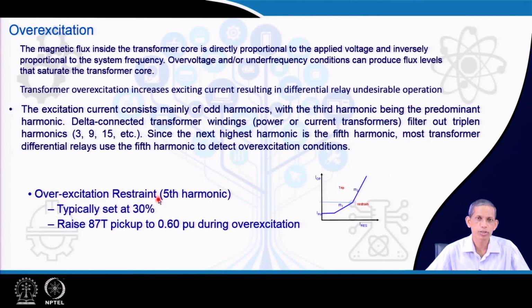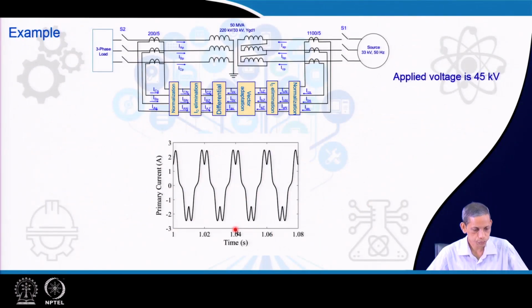Typical setting value is 30% of the fundamental for this purpose. Another option some relays use is that whenever they detect the fifth harmonic component, the pickup setting is raised to a higher value, as high as 0.6 per unit, to avoid unnecessary tripping by the over excitation situation.